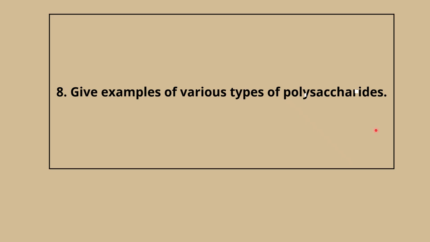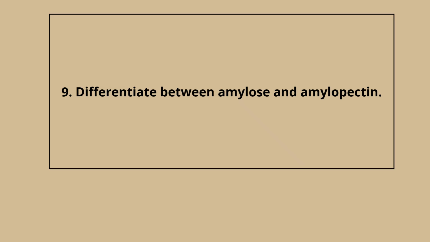Coming to the next question: give examples of various types of polysaccharides. What are the various types of polysaccharides we have seen earlier? The first one is starch, the second one is cellulose. These are the various examples which are given.